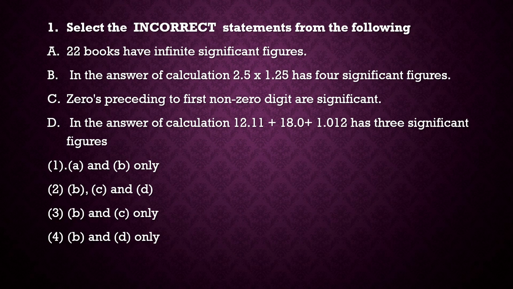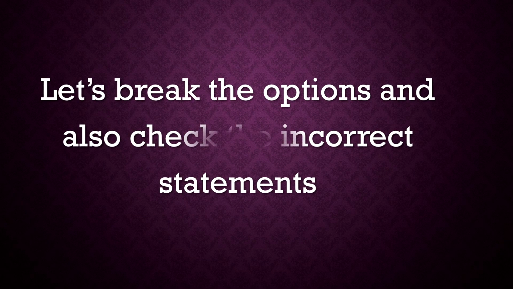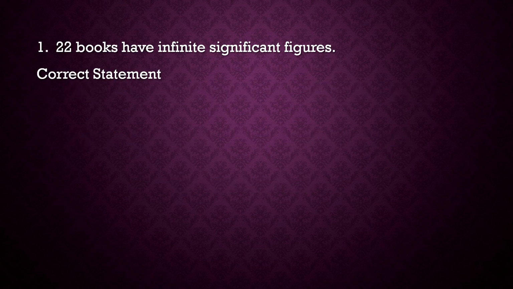Let's go to the next one. The question is: select the incorrect statement from the following. 22 books have infinite significant figures. I already explained this question. Let's break down the options and check for the incorrect statement.